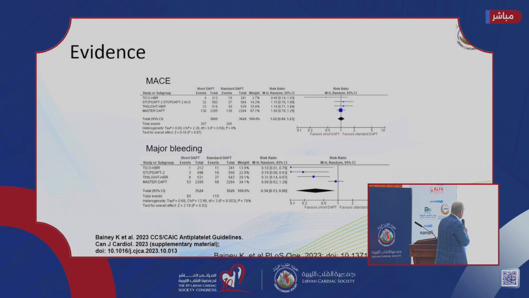We did a meta-analysis as part of the guidelines to look at the different trials: TICO-HBR, STOP-DAPT2, STOP-DAPT2 ACS, and TWILIGHT-HBR, which randomized patients to ticagrelor for 3 months, and then DAPT for 3 months, and then at 3 months stop DAPT. That was one of the earlier trials. All of these show a clear signal that stopping DAPT early does not increase MACE, with a significant reduction in major bleeding.